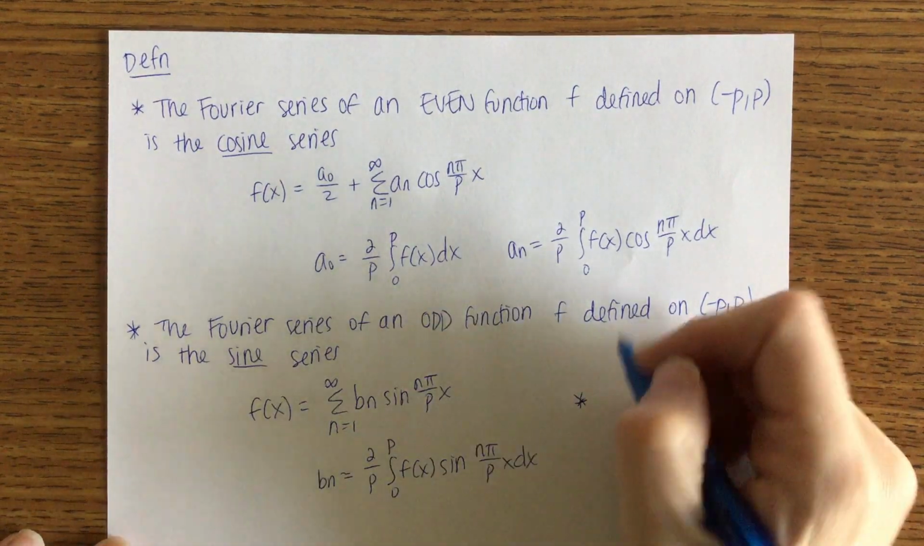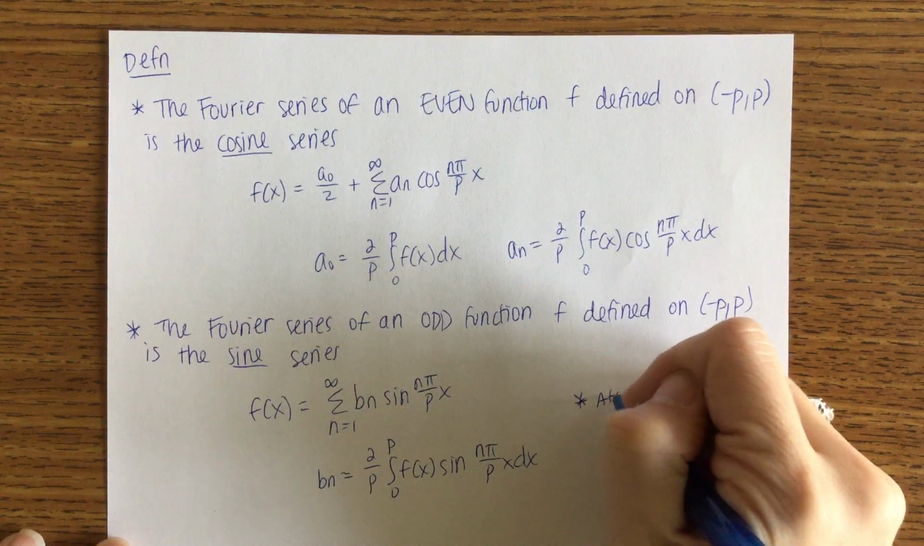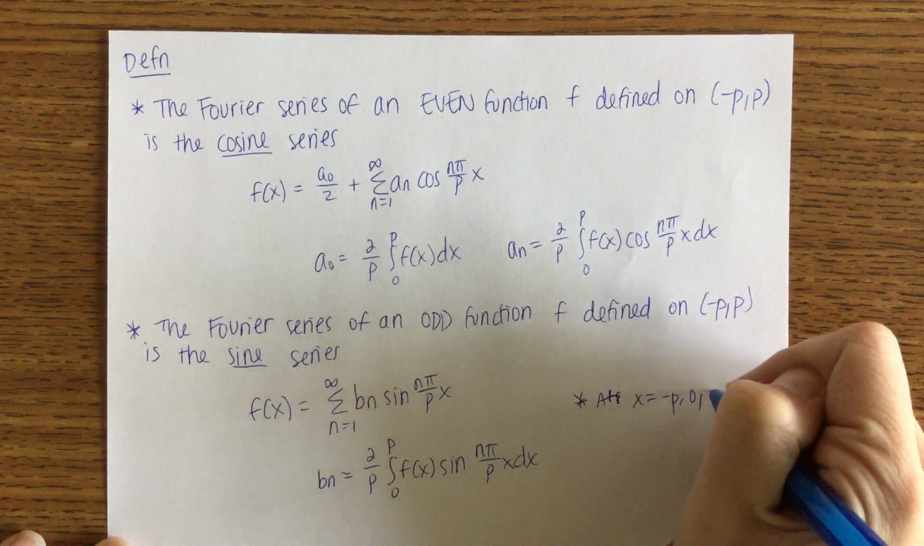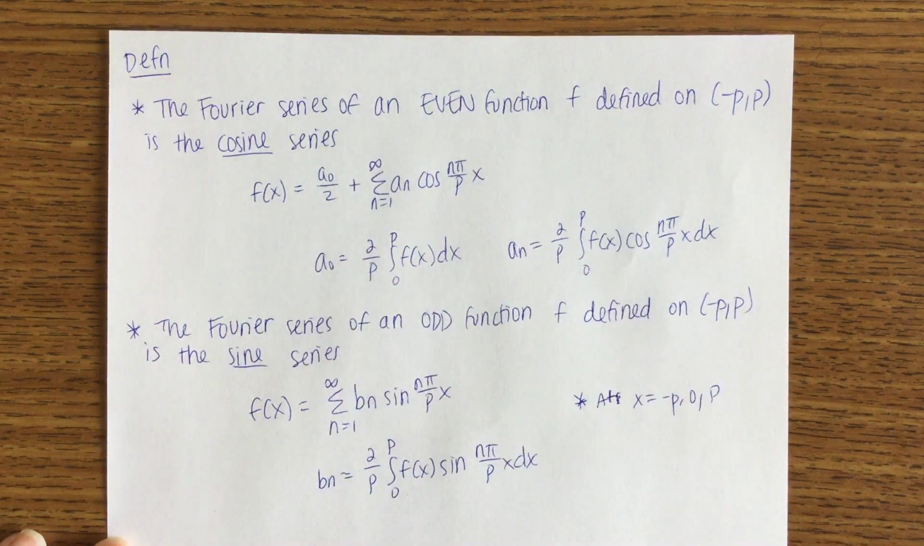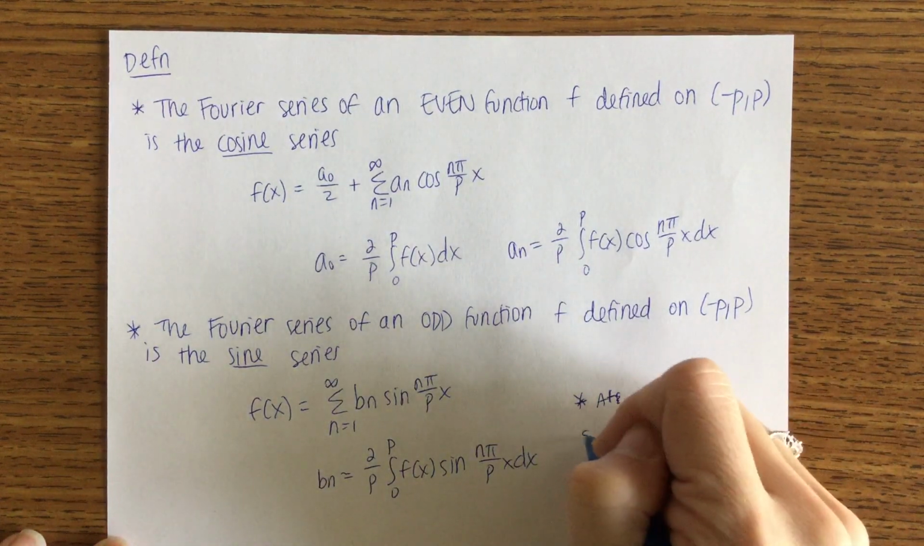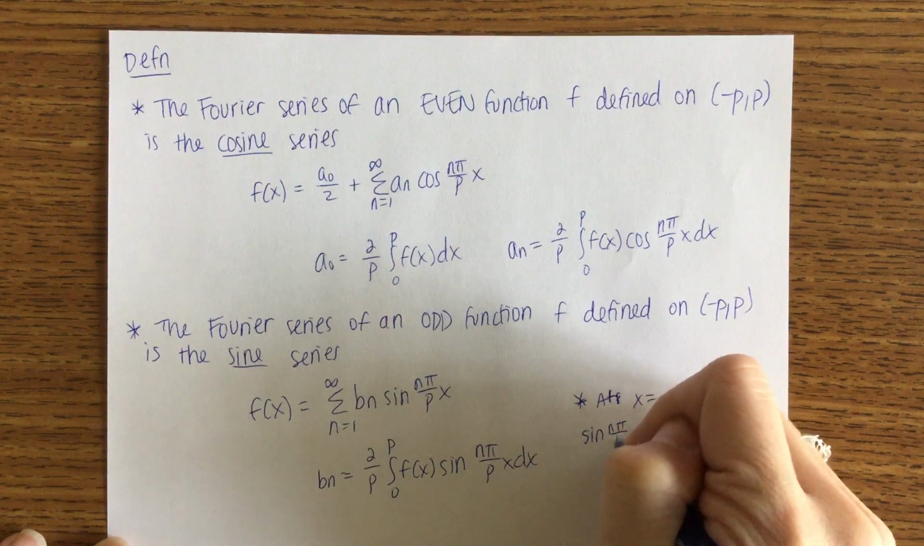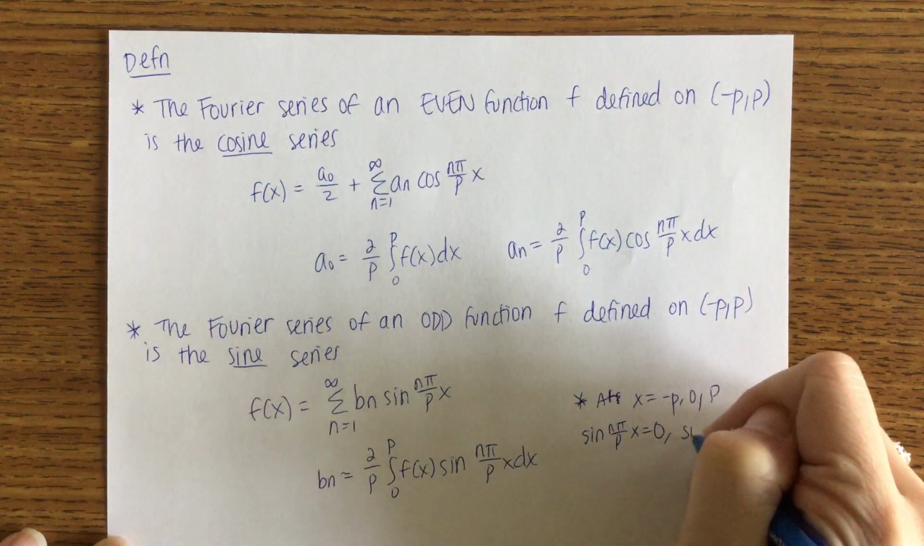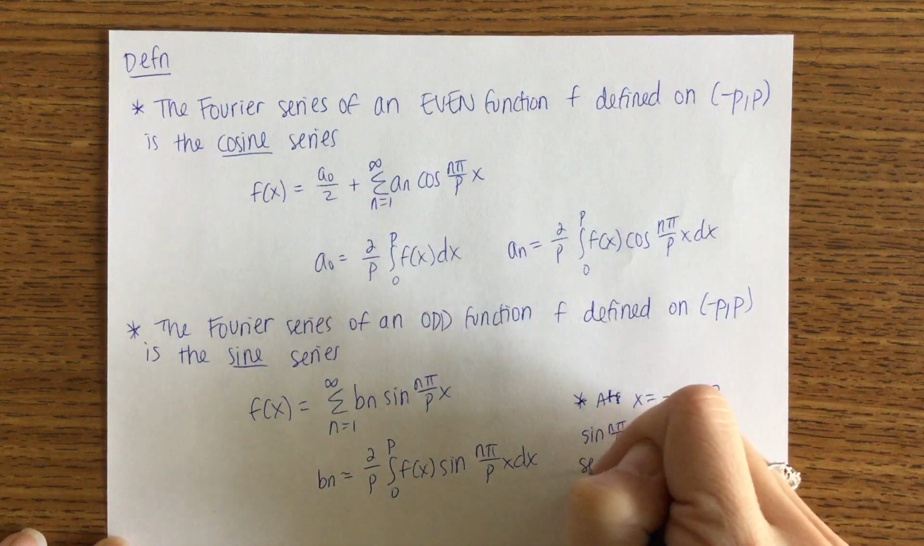Quick point for us to know: at x equals negative p, 0, or p, at any of those 3 points, sine of n pi over p x is going to be 0. So the series converges to 0 at these points.